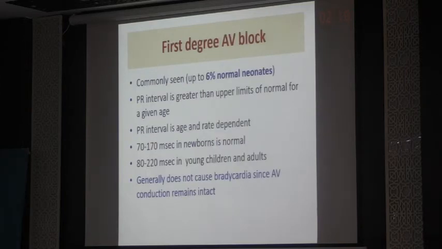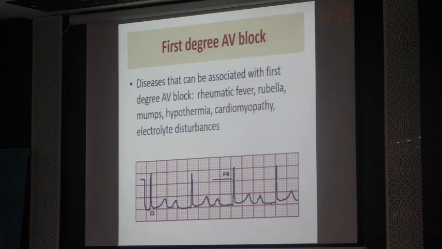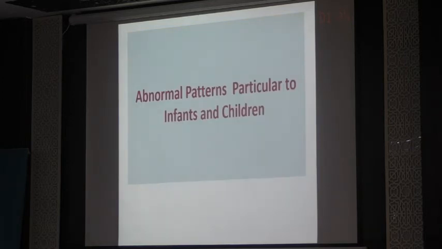First degree AV block is considered normal if there is nothing else with it, in 6% of normal neonates. These are the intervals, and it generally doesn't cause bradycardia since AV conduction remains intact. But again, in the pediatric age group, you have to exclude rheumatic activity, rubella or mumps, hypothermia, cardiomyopathy, and electrolyte disturbances. These were the normal patterns and very rapidly we've spoken about them.